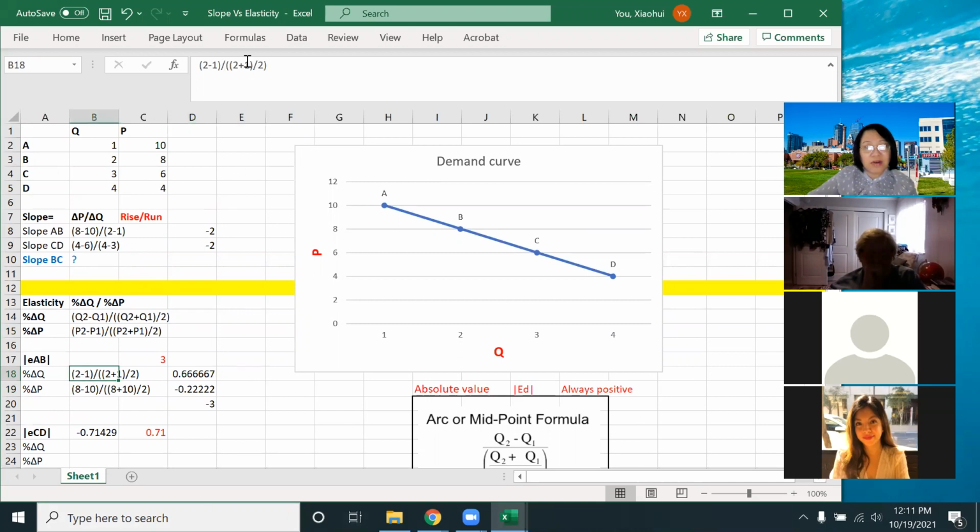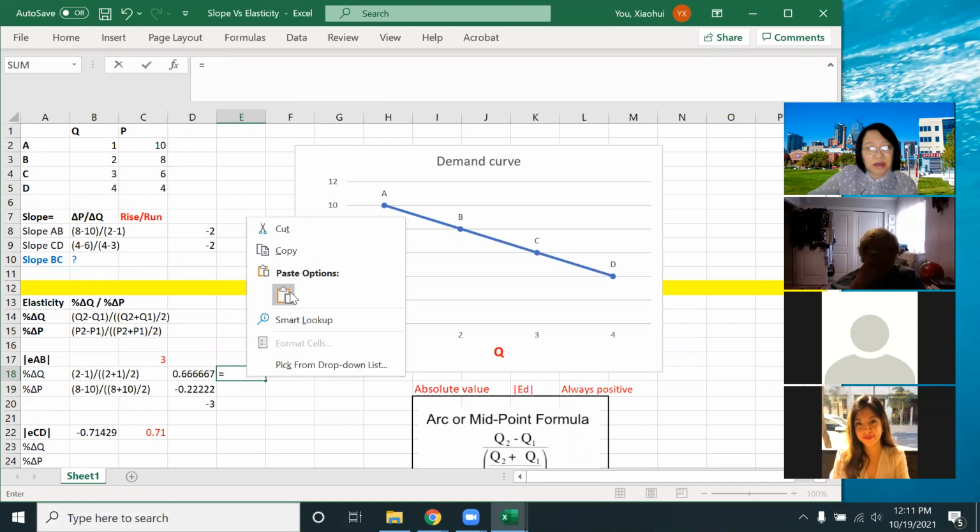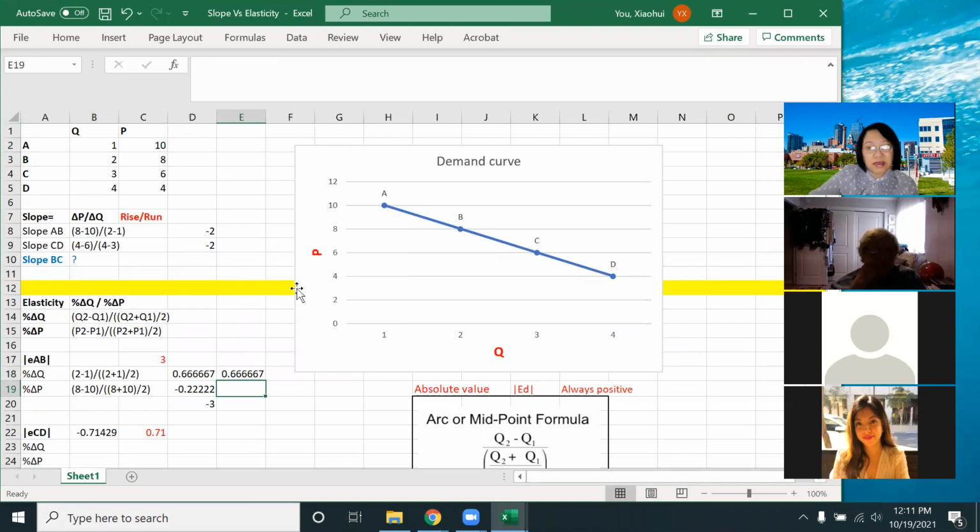Like if this value, right? This value, I just copy this value. See? Copy this value. And then using this cell, I just type equals and paste this value. And then enter. See, same thing. Same for this one. So you just know how to do the calculation. So then we find the percentage change on Q equal to this, and the percentage change on price equal to this. So the elasticity is just this one divided by this one.